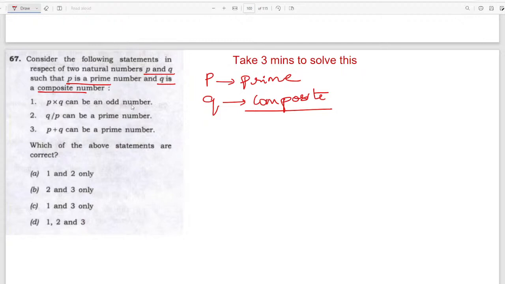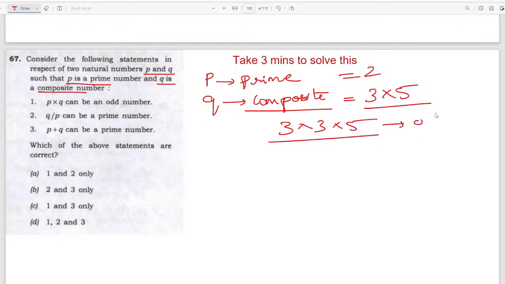P and Q can be an odd number. Yes, P and Q can be an odd number. For example, let the composite number be 3 into 5, and let P be a prime number, say 2. If I take this example, P into Q is an even number. But if I take P as 3 and Q as 3 into 5, then this is an odd number. So yes, this can be correct.